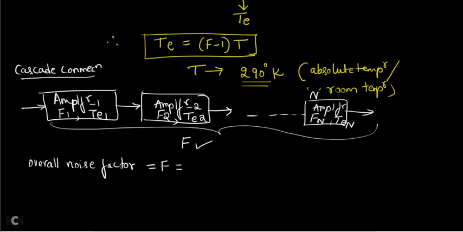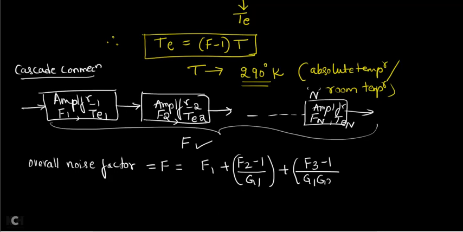F is equal to F1 plus (F2 minus 1) by G1 plus (F3 minus 1) by G1 G2 plus so on. It continues till the last amplifier. Now this equation is called the Friis formula for noise figure. Whatever we derived in the previous lecture is called the Friis formula for noise figure, noise factor.